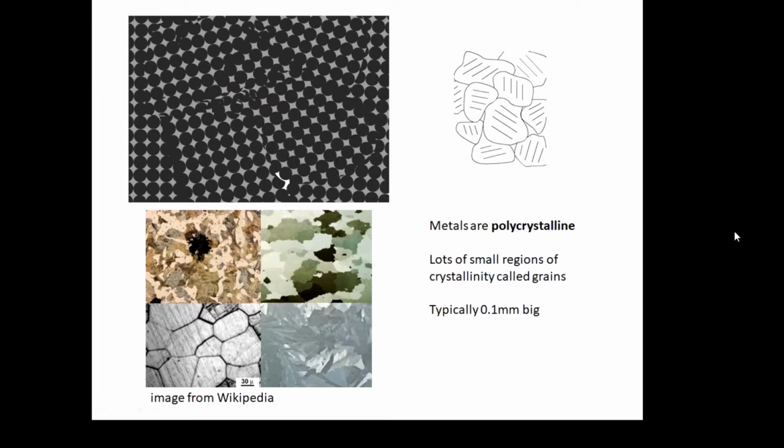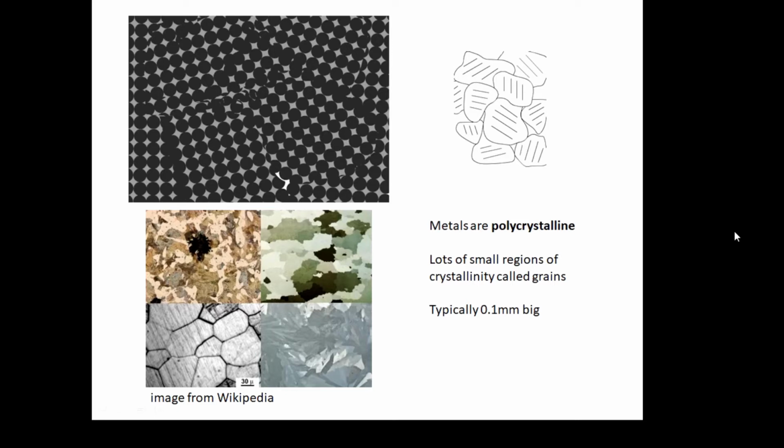Metals are polycrystalline. That's the best word to describe the structure of metals. Poly means lots of little regions of crystallinity, lots of small regions of crystallinity called grains. And grains you can't see with the naked eye. You need a microscope. You need to burn the rubbish off the surface of the metal with an acid and look at it with a microscope. They're typically about 1/10 of a millimeter big, but there is a lot of variation.